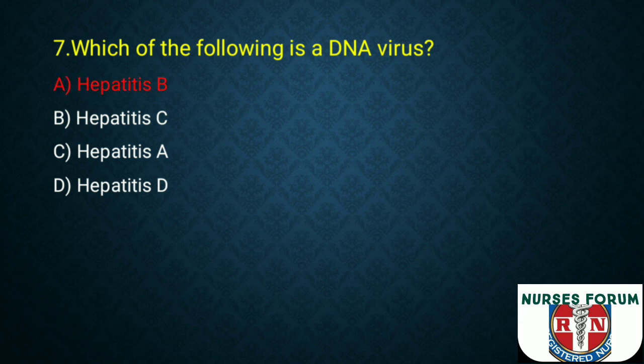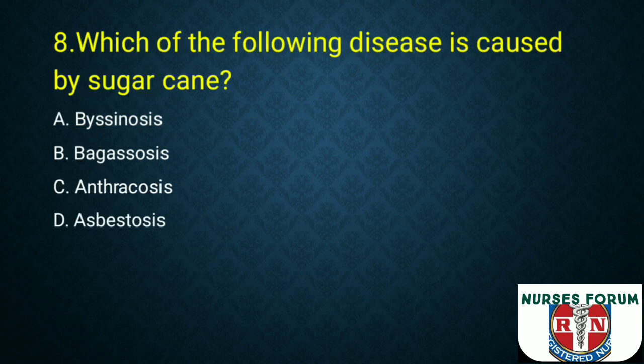Right answer is hepatitis B. Hepatitis B. Next question. Which of the following disease is caused by sugar cane? Byssinosis, bagassosis, anthracosis, asbestosis. And the right answer is bagassosis.